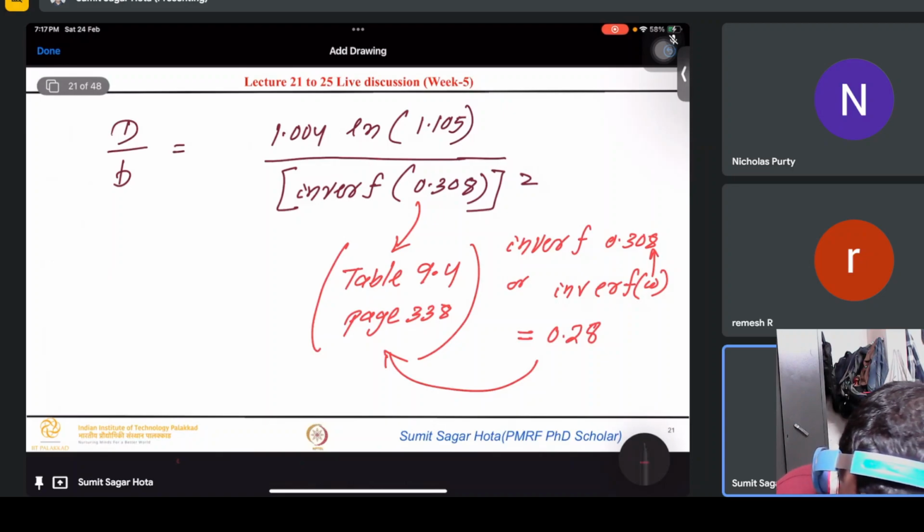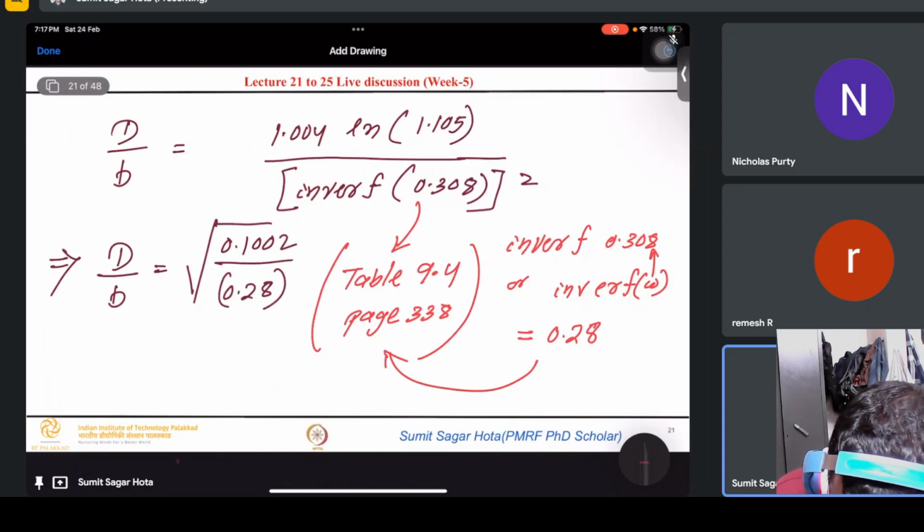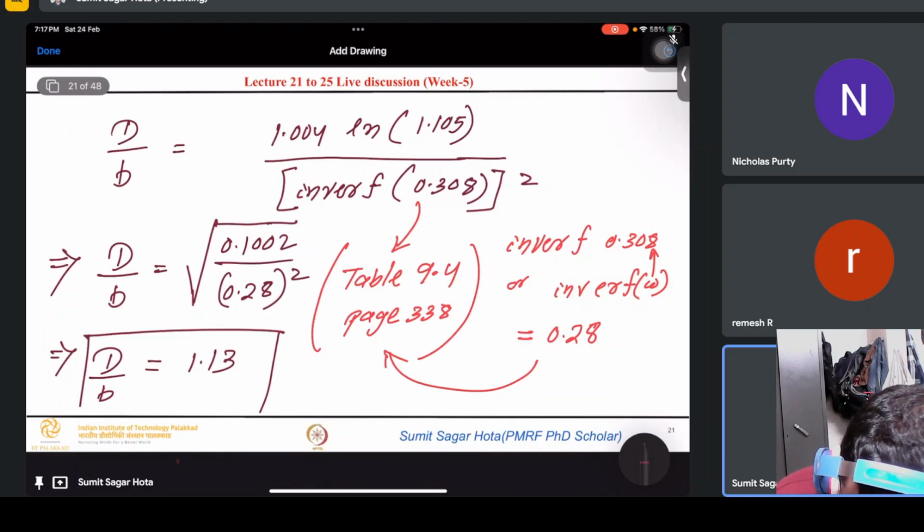Okay, so now D by B is equal to 0.1002 by 0.28, and when we solve, 1.13 will be here.